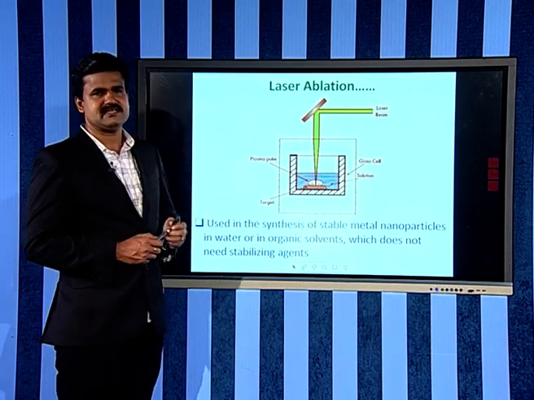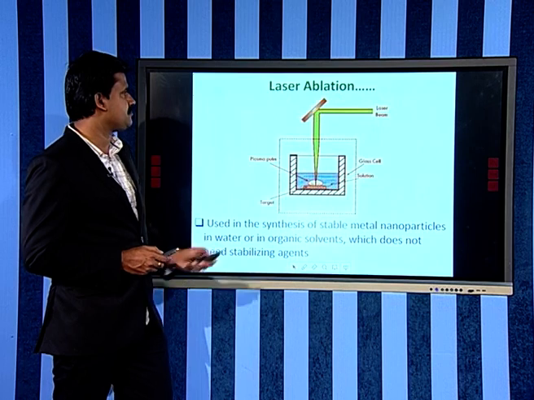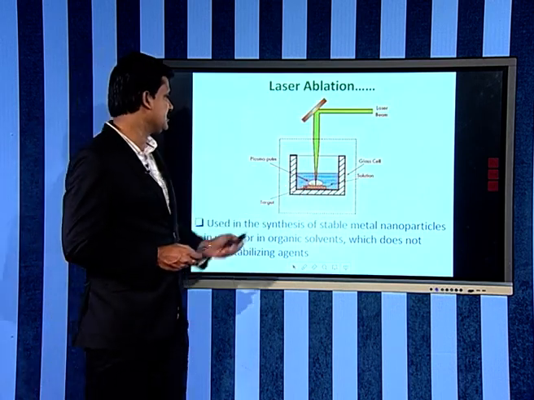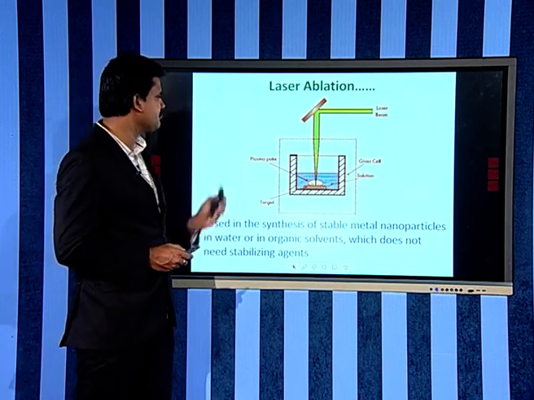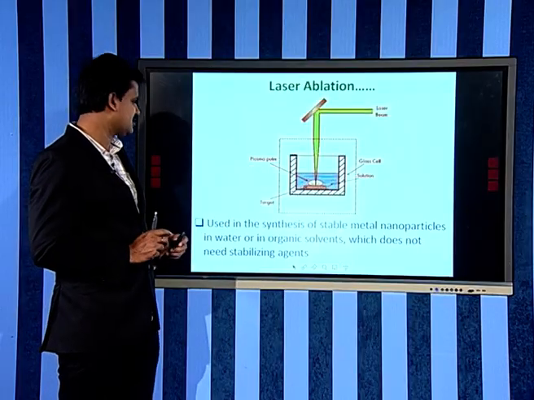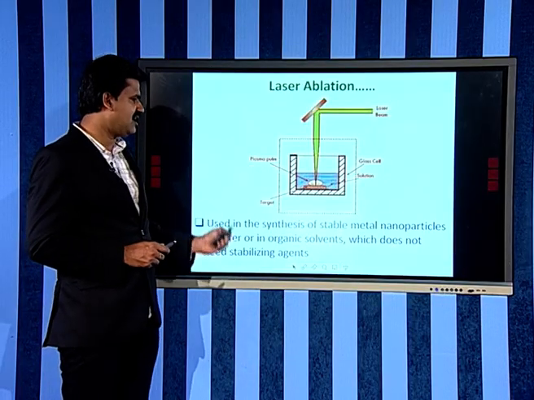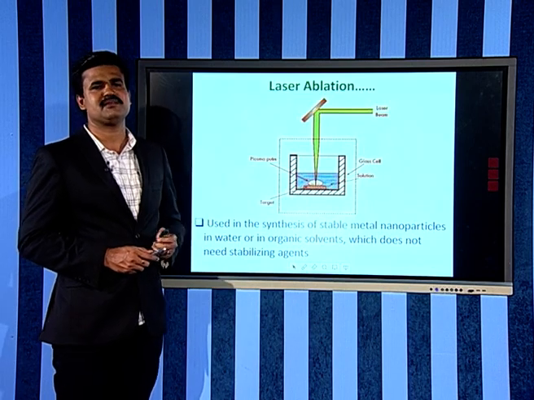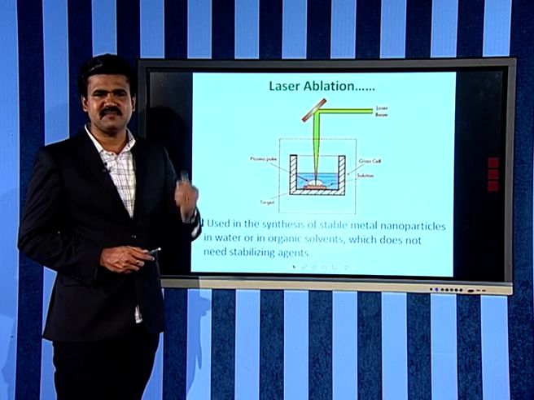This picture illustrates the laser ablation procedure. A laser beam is focused on the substance, and in this chamber there is a plasma pump. The target is placed here. There is an associated solution. As a result of the ablation, the bulk material is converted to nano level substance and dispersed in the solvent. The solvent may be water or organic solvents, and this laser ablation procedure needs no stabilizing agents.